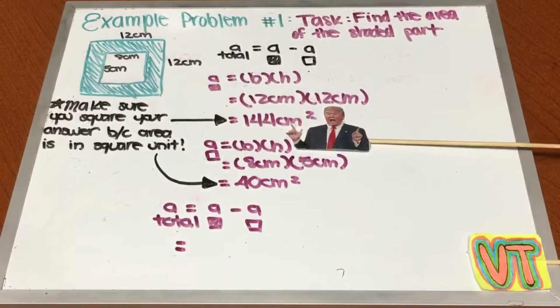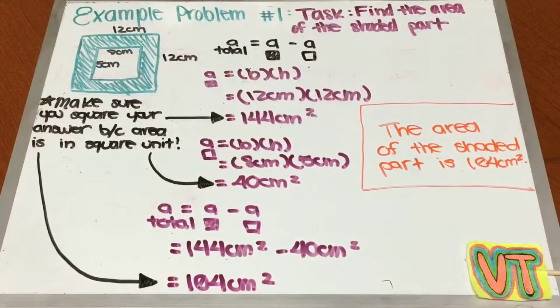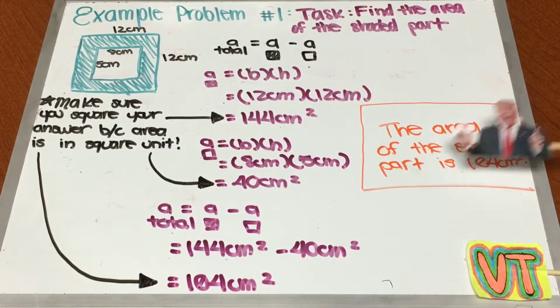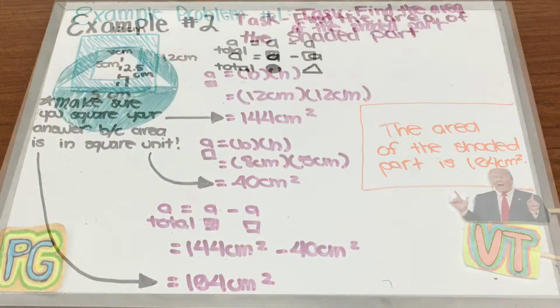We will now take the area of the shaded part and subtract it from the unshaded part. When we subtract, it gets us an answer of 104 centimeters squared. So the area of the shaded part is 104 centimeters squared.